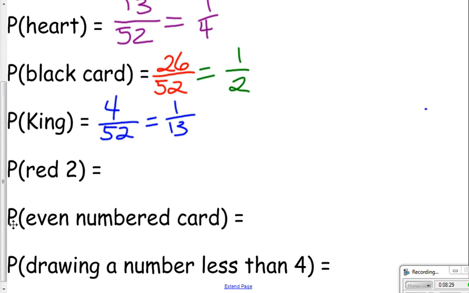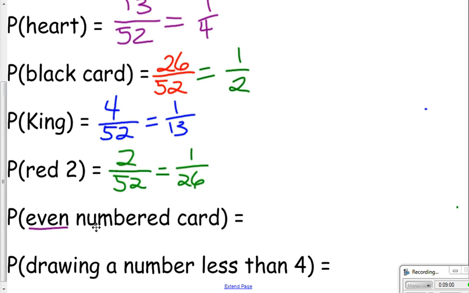Find the probability of getting a red 2. Well, there's a 2 of hearts, and there's a 2 of diamonds. So that means there are 2 red twos out of the deck of 52 cards. If we reduce that fraction, that's 1 out of 26. Now, someone out there is thinking, do we have to reduce the fraction? No, I actually do not care if you reduce the fraction or not. That means the same exact number. It doesn't bother me.